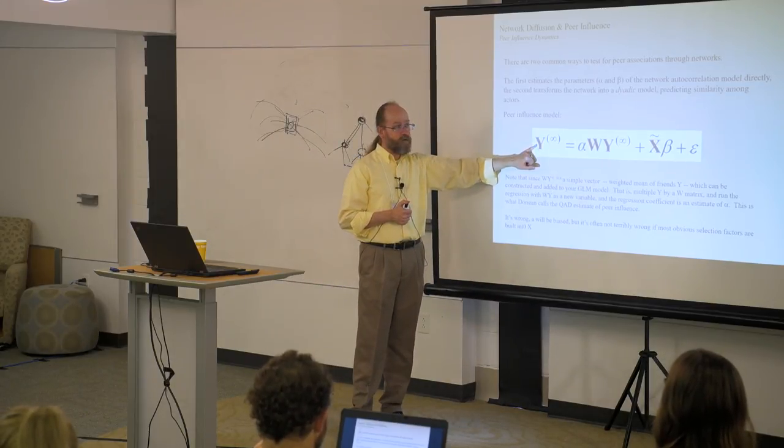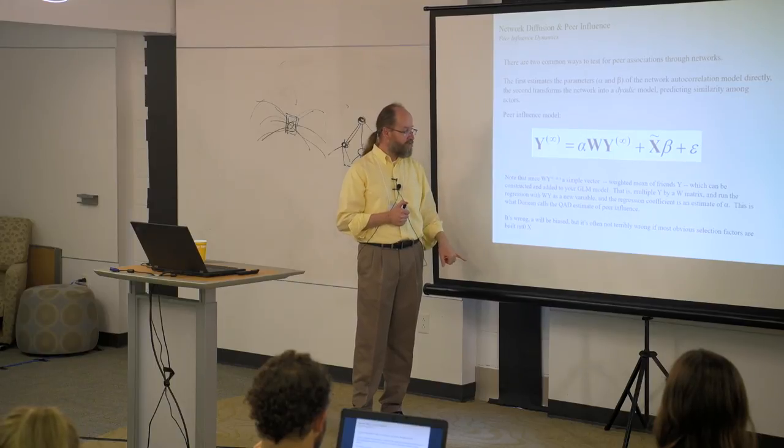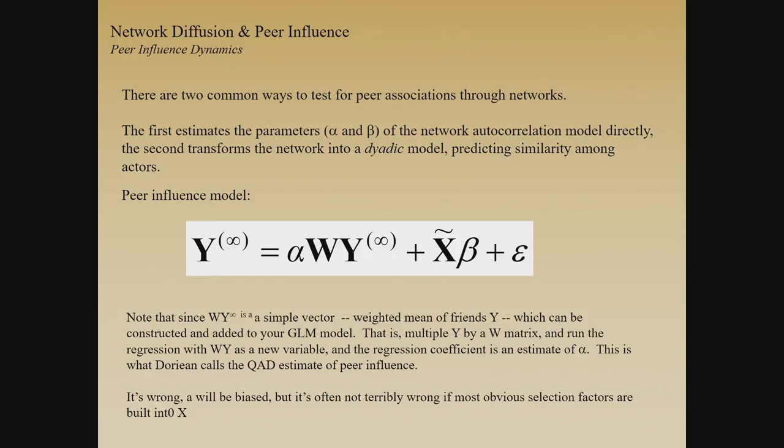Standard errors in this are approximate. There's a fun little paper that came out in the early 80s by Pat Dorian, where he did a lot of work estimating these models in various different ways, and came up with what he calls the QAD estimate, which is the quick and dirty estimate. So it's if you just do it for whatever you have. And it turns out it's not that wrong.